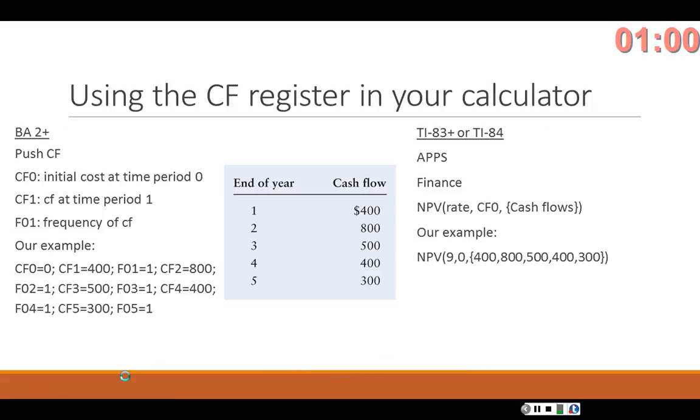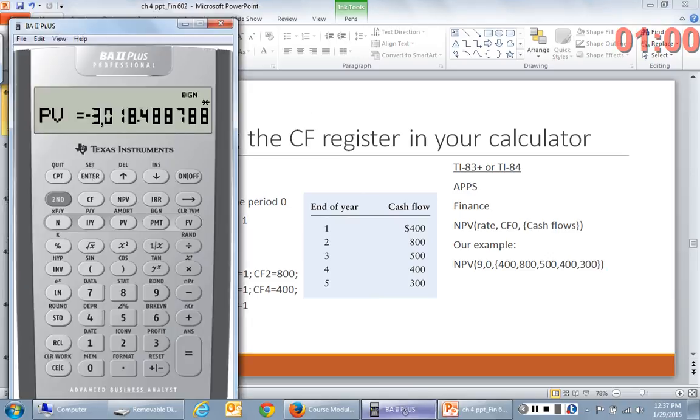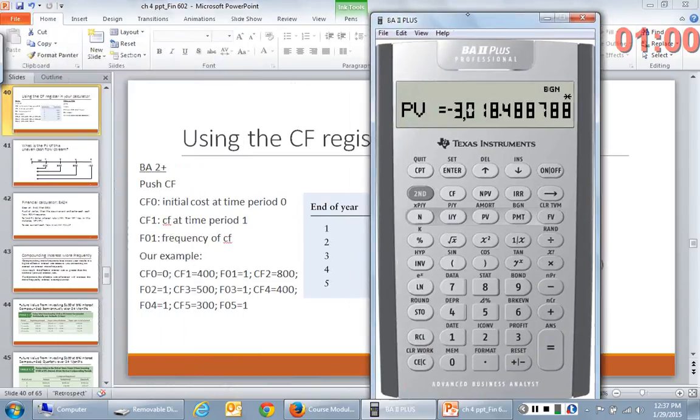But our calculator does offer a cash flow register. And here's the buttons that you would need to use. So if you have a financial calculator, your directions are on the left. And if you have a graphing calculator, your directions are on the right. So for a graphing calculator, we'll cover that one first. For a financial calculator, we'll cover that one first.